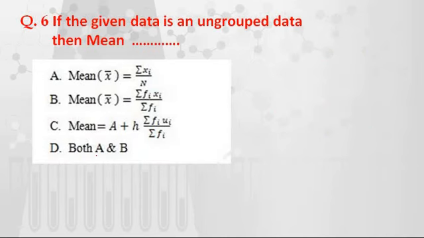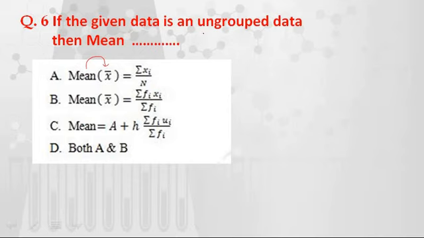If the given data is an ungrouped data, then mean is equal to what? So option A is mean, generally represented by x bar. It is summation xi upon n. Option B is mean is equal to summation xi fi divided by summation of fi. Option C is a plus h summation fi ui upon summation fi. And option D is both A and B.